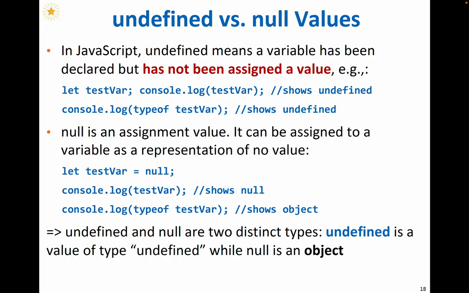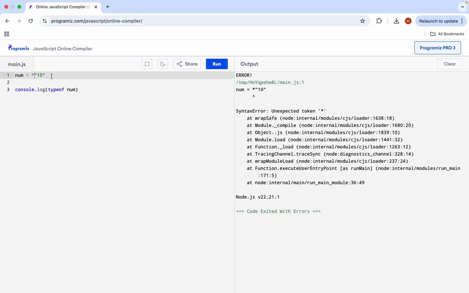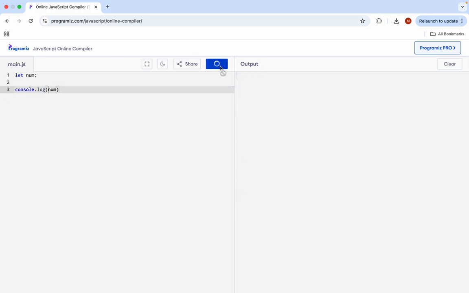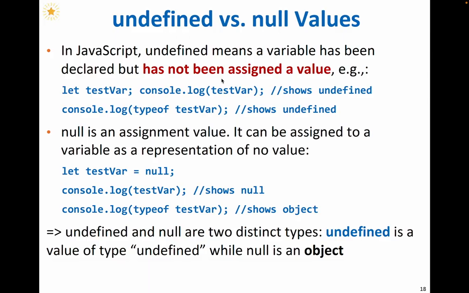And in JavaScript it is important that we have two different values, undefined and null. So what is undefined? Undefined means that we have a variable that has been declared, but it doesn't have any assigned value. For instance, if we say let test var, and then try to print it, it will show undefined. Let's make it let test num, and if you print it, then we will get this undefined value.